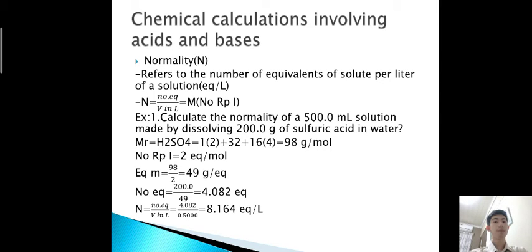Then we search the number of equivalent. 200.0 divided by 49 is equal to 4.082 equivalent. Then to find normality, we use the formula number of equivalent divided by volume in liter. Substitute the numbers: 4.082 divided by 0.5000 is equal to 8.164 equivalent per liter.